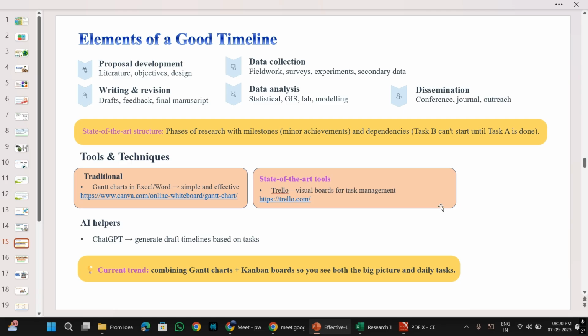So data analysis, after you collect the data, will take some time. Writing and revising will also take some time, and then finally to disseminate what understanding you have gained through this project, that is also going to take time. So that is what essentially a good timeline is. Phases of research with milestones, you have to split your research into phases with small milestones which you will treat as minor achievements. And then dependencies, if task B can't start until task A is done. For example, if data collection is not over, then you cannot start with data analysis.